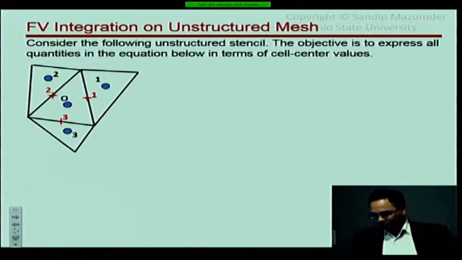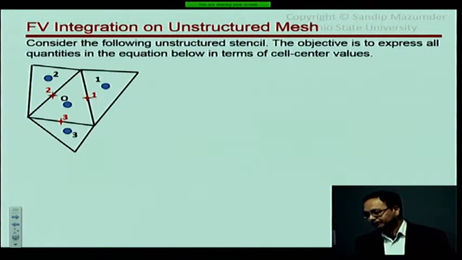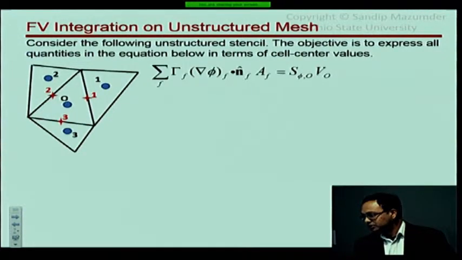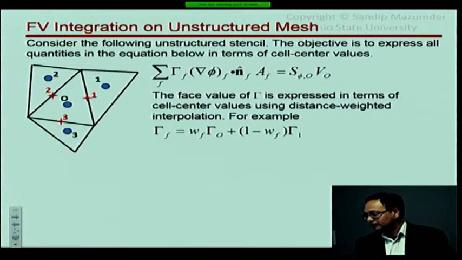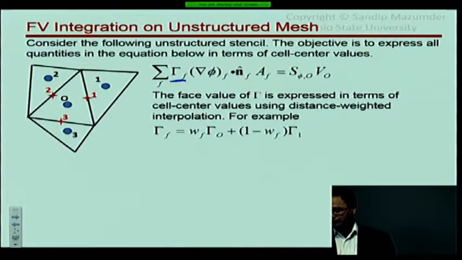So those star marks 1, 2, 3 are the face centers. The blue circles are the cell centers. So this is what we start with. First thing we have to calculate in this formula are the face values of gamma. What do we do? We do an interpolation. We already know this. All these weight functions are known, so you can calculate the gamma f.